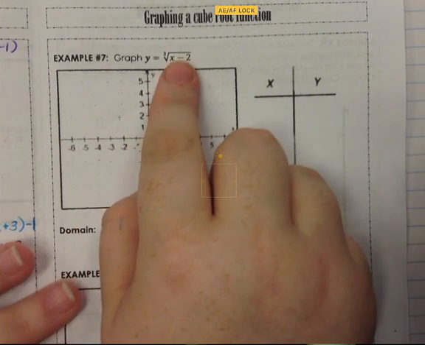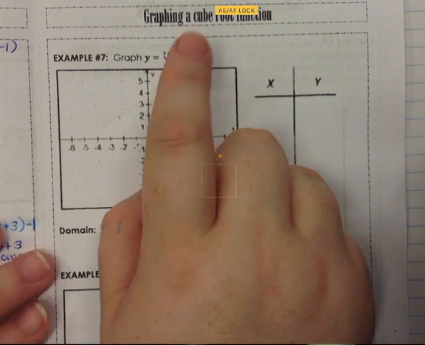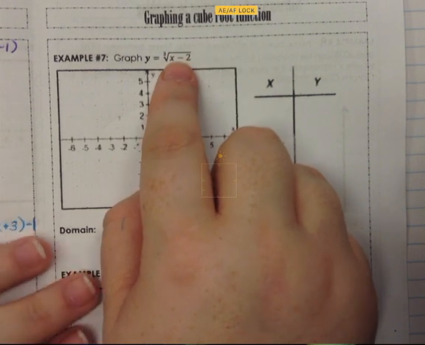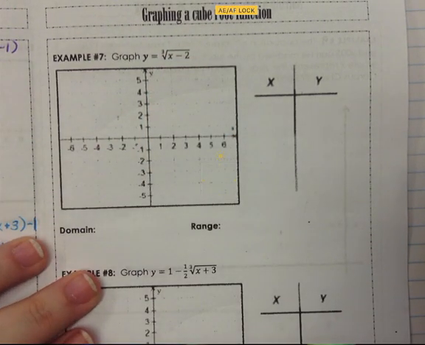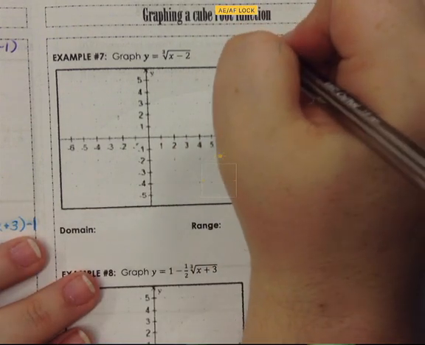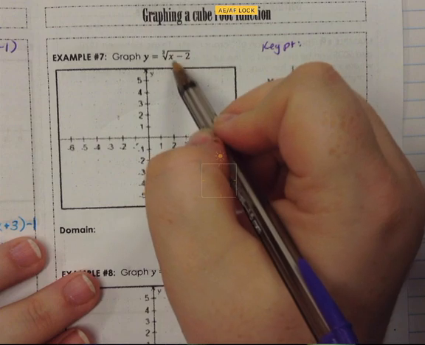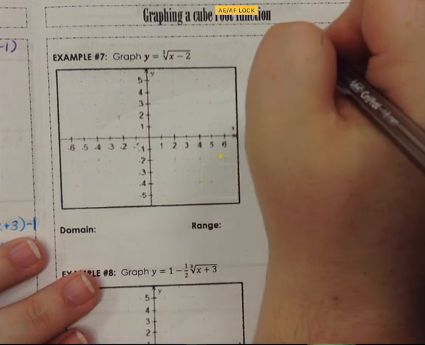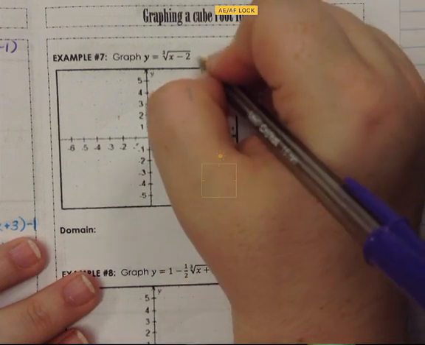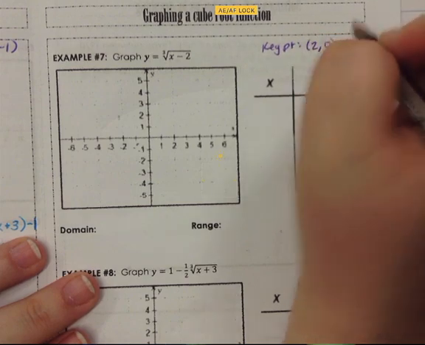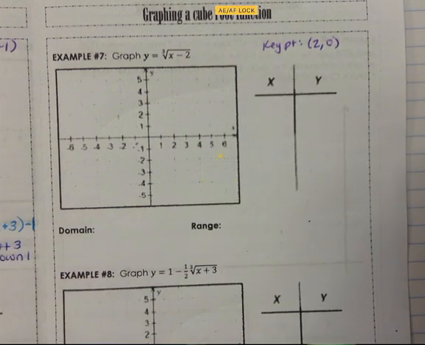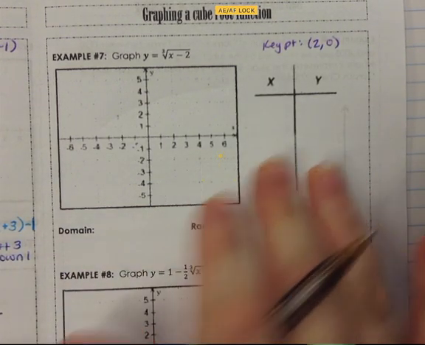So our key point is not actually our starting point, it's actually kind of the middle of our graph, which is one of the reasons why it's very important that we know how to find that key point. So our key point here is, again, we change our h, that becomes a positive 2, and we keep our k, which was a 0. So that key point is actually going to be in the middle of our table.